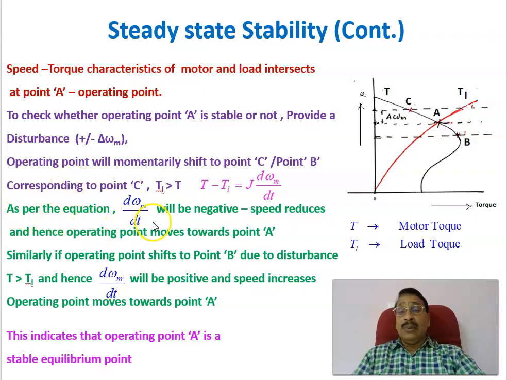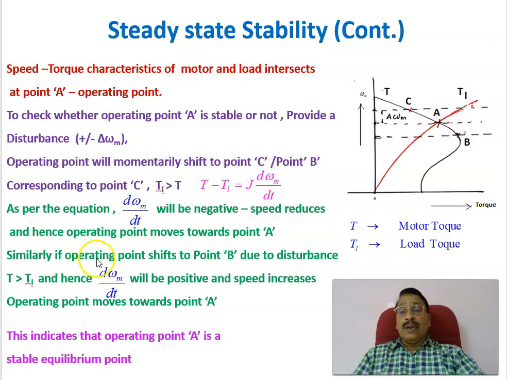Therefore, as per this equation, d omega m by dt will be negative since TL is more than T, and the speed reduces. Hence the operating point moves towards A. That is, even though it is shifted temporarily, it will be coming back to the point A.